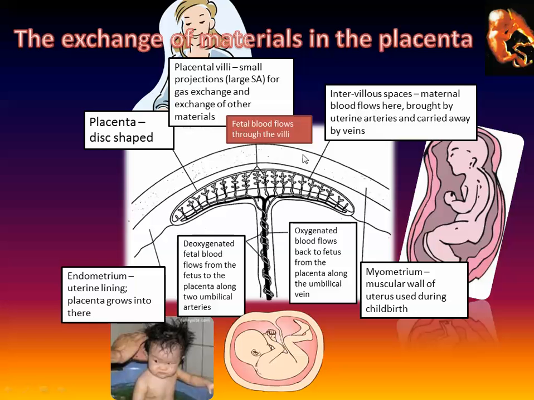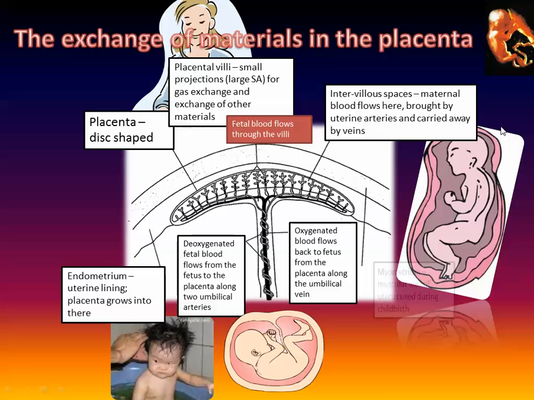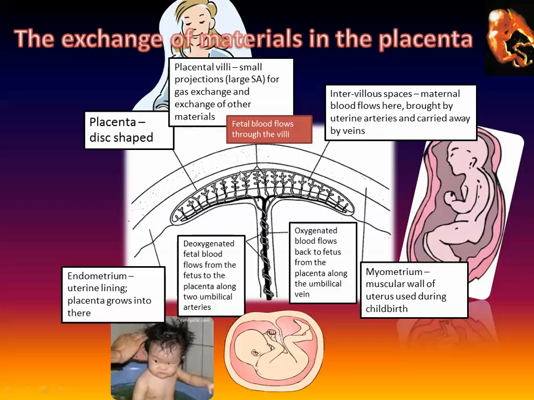Myometrium is referring to a deeper layer. It's basically the muscular wall of the uterus to allow for uterine contractions when a baby needs to be expelled during childbirth. More on specific childbirth in a future video. So that's the general structure here.